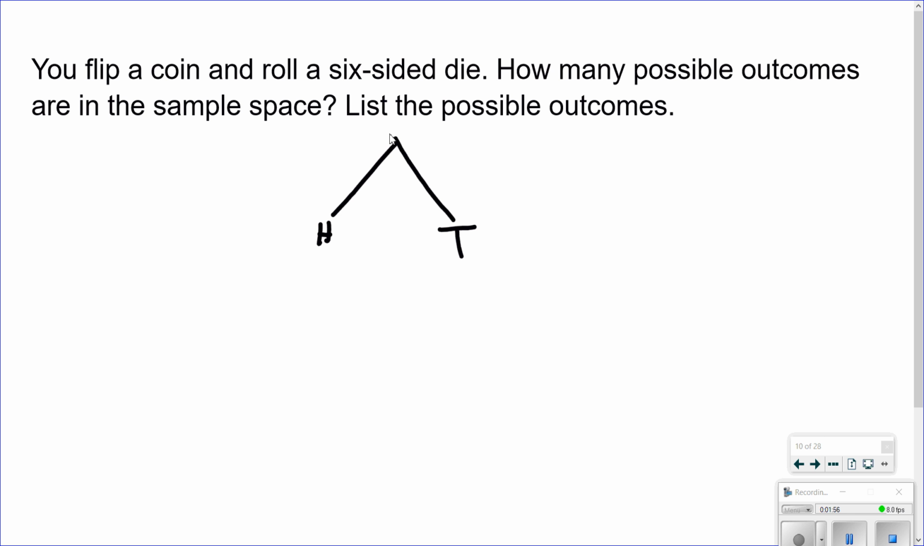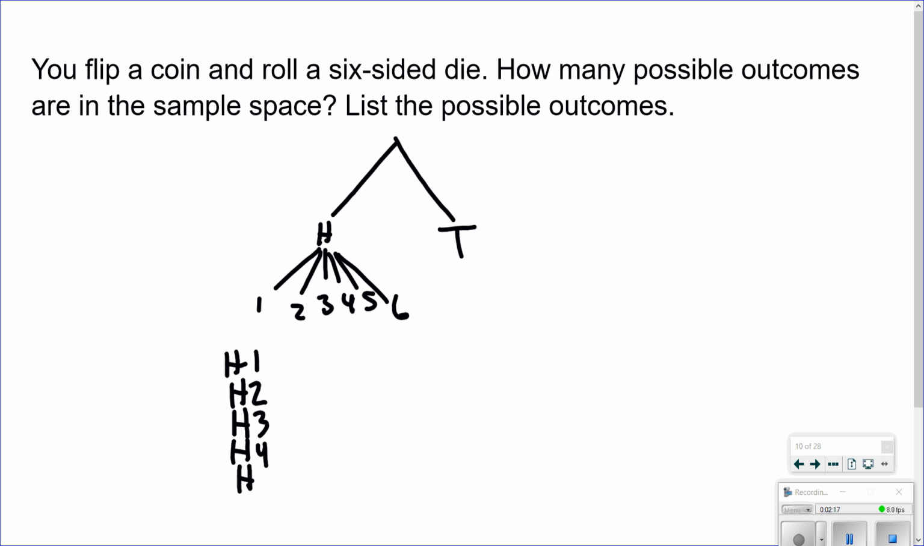If I get a heads and then I roll the dice, I could get a heads and a 1, a heads and a 2, okay, so there are 6 possible outcomes. I'm going to list them here. Heads 1, heads 2, heads 3, heads 4, 5, and 6. So there's some of my possible outcomes. I could also get a tails first and then get a 1, 2, 3, 4, 5, 6. So these are my other outcomes.